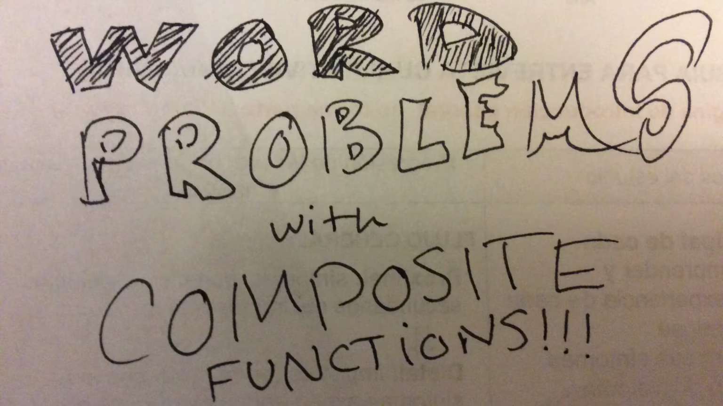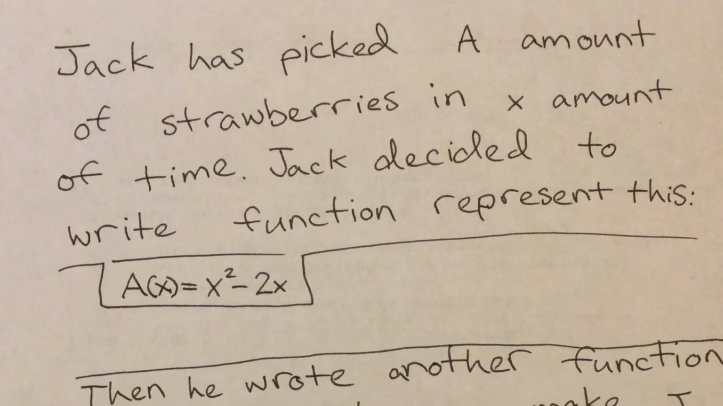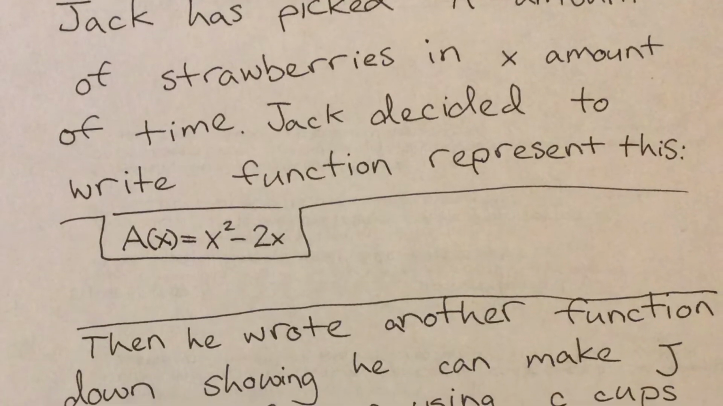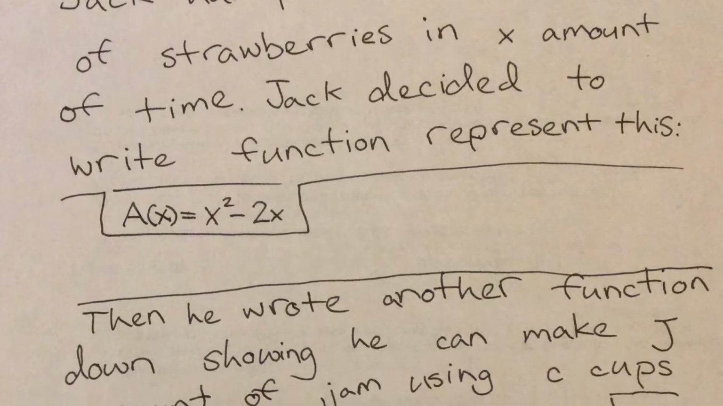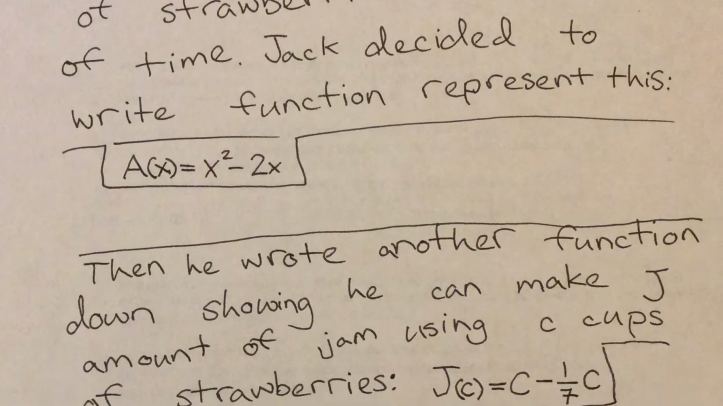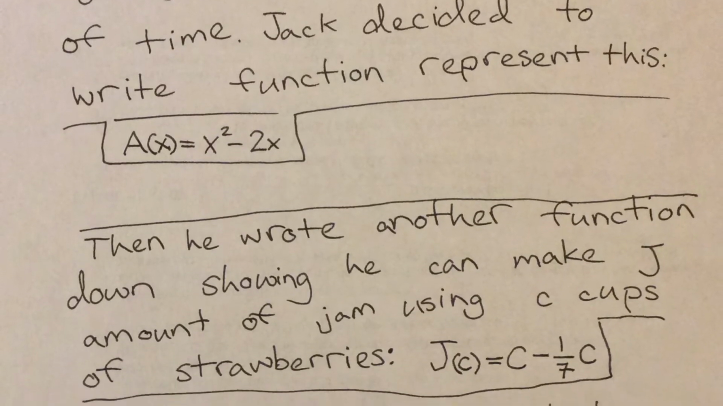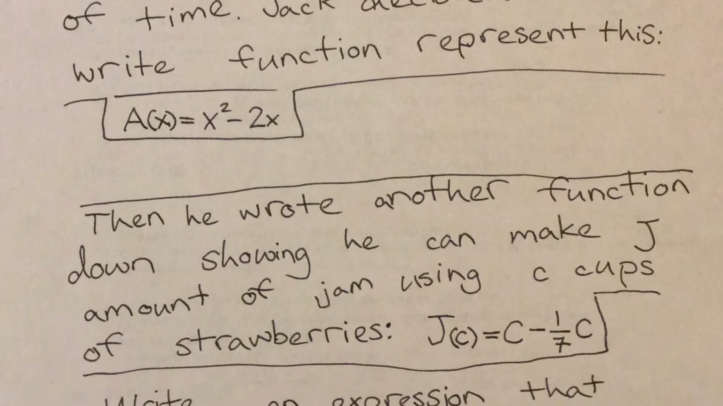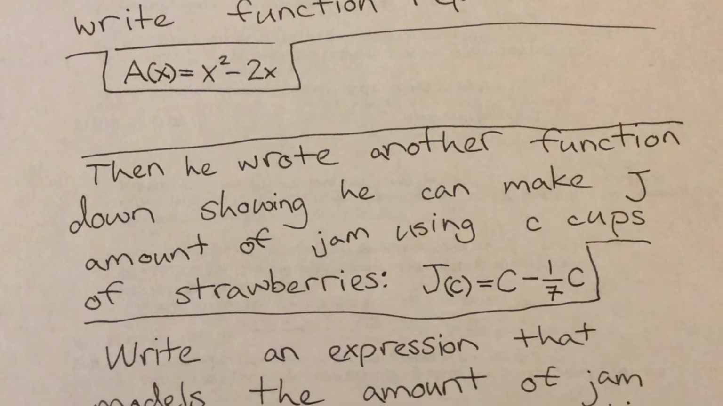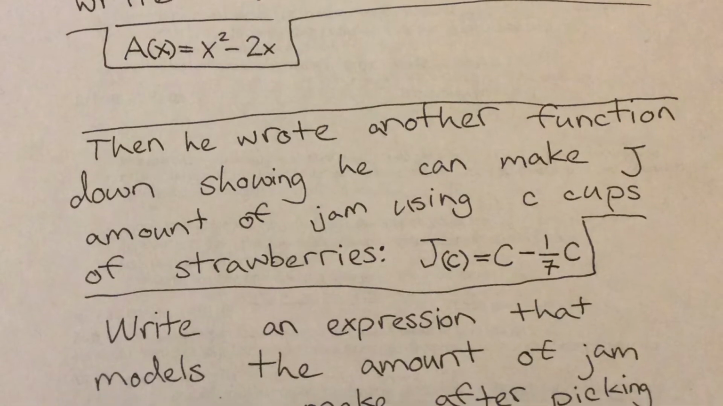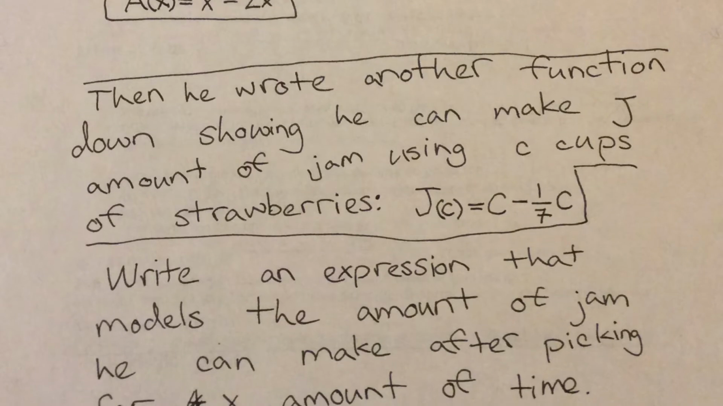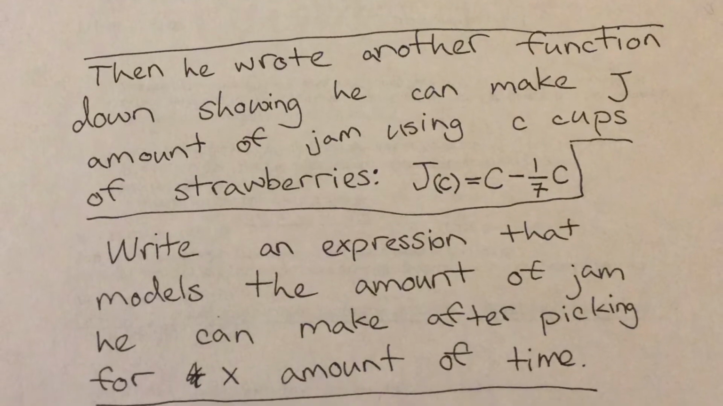So let's get started. Jack has picked A amount of strawberries in X amount of time. Jack decided to write a function to represent this. A of X equals X squared minus 2X. Then he wrote another function down showing he can make J amount of jam using C cups of strawberries. J of C equals C minus 1/7 C. Write an expression that models the amount of jam he can make after picking for X amount of time.